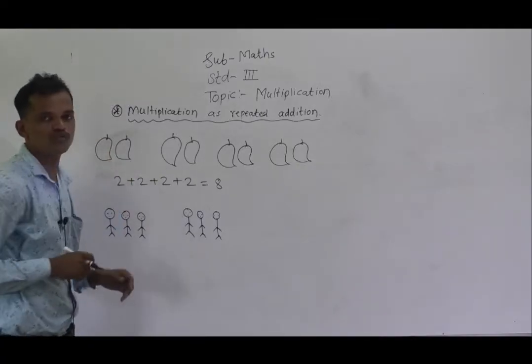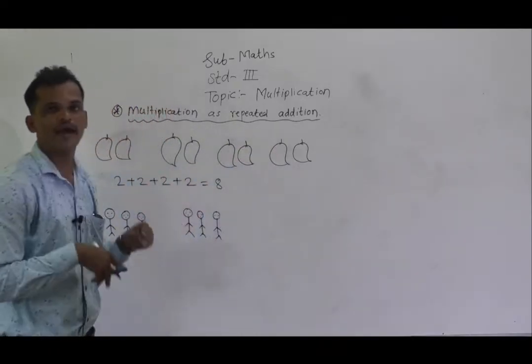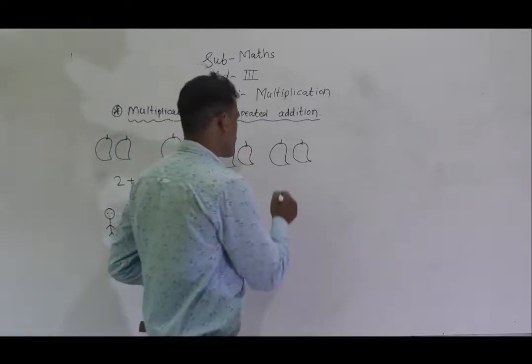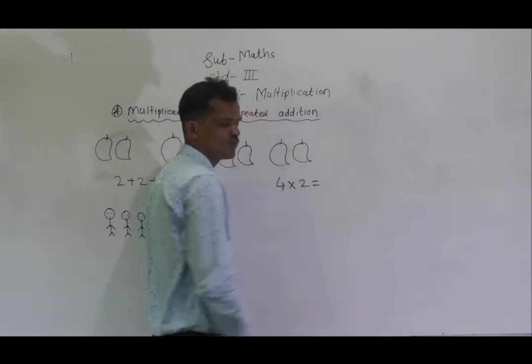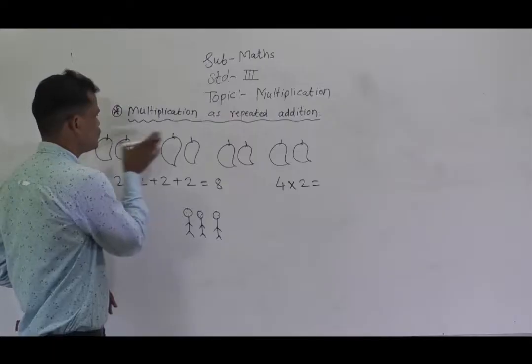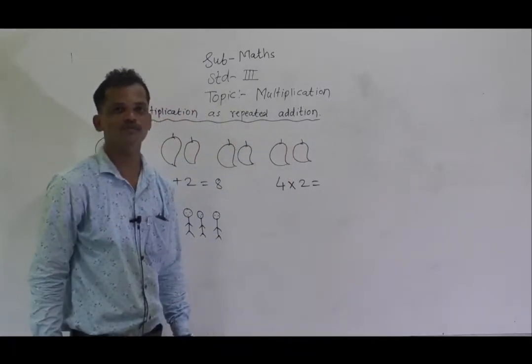See here, how many groups are there? 1 2 3 4. Okay, and in each group there are 2 mangoes, so we can write 4 times 2. Okay, we can write 4 times here, 1 times 2, 2 times 2, 3 times 2 and 4 times 2.